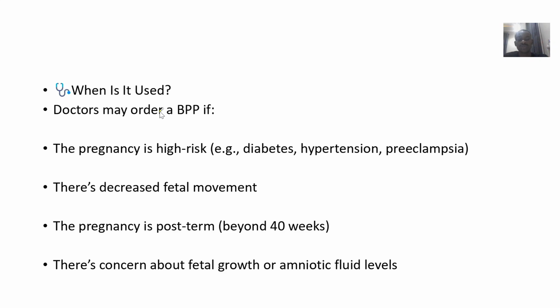Okay. So doctors may order it if the pregnancy is high risk. If the mother has diabetes, the mother has hypertension, or the complications that come with hypertension in pregnancy, that's preeclampsia, eclampsia. The mother is urinating and the urine is whitish, that's proteinuria. The doctor will order this test, right?